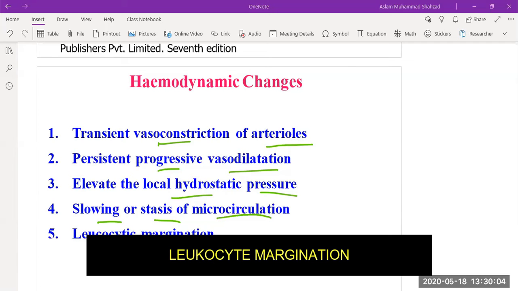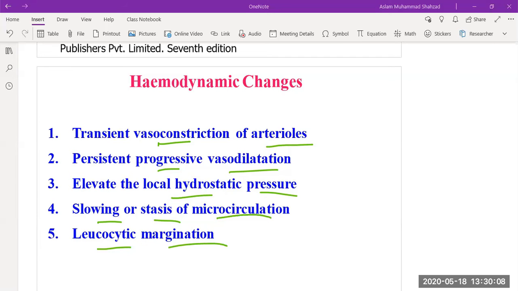Then the last one is leukocyte migration, and it mainly involves neutrophils. As I discussed before, when there is an injury, the neutrophils will play an active role and help to reach the site of action to kill the microorganisms.